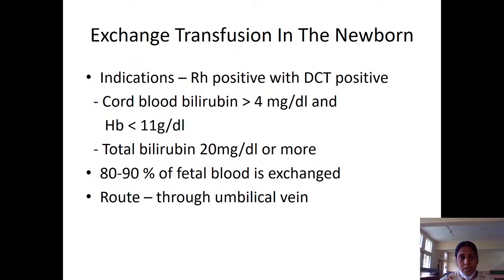The other thing you can also do is exchange transfusion. Intraperitoneal or intravascular. After the delivery, the indication: Rh direct Coombs positive and the cord blood bilirubin more than the threshold, or hemoglobin low, then exchange transfusion. Here, 80 to 100 ml per kg of blood is exchanged.